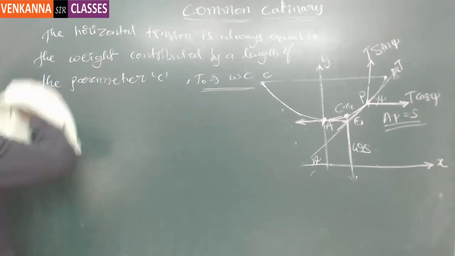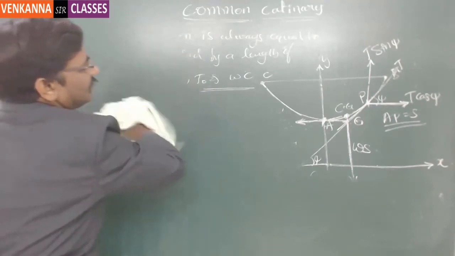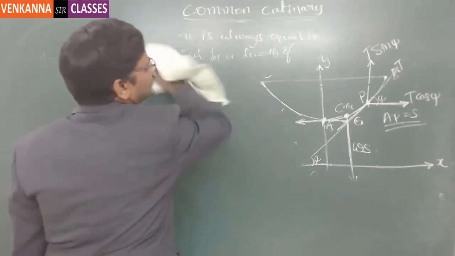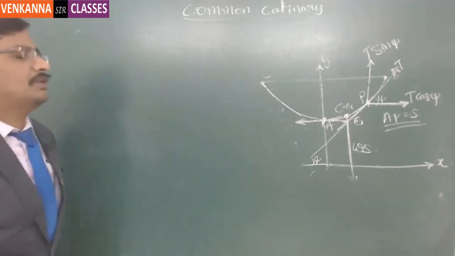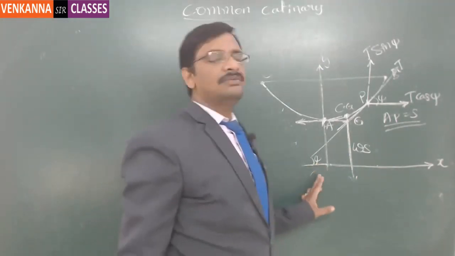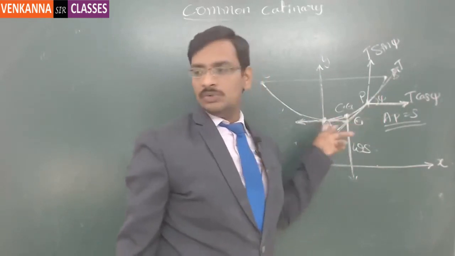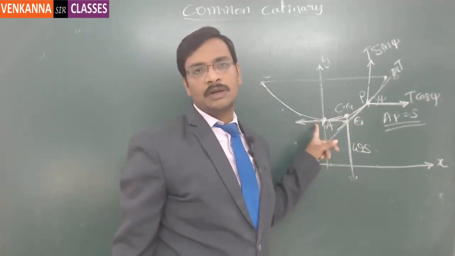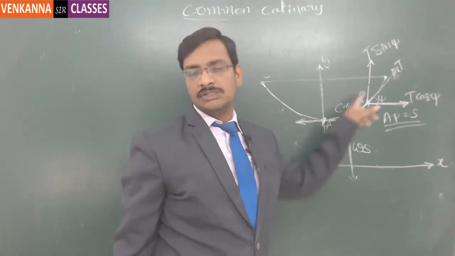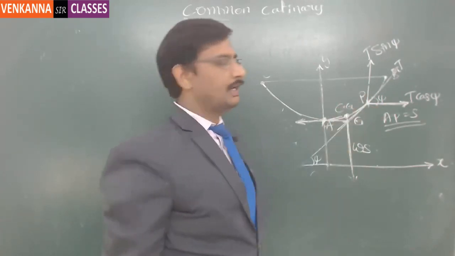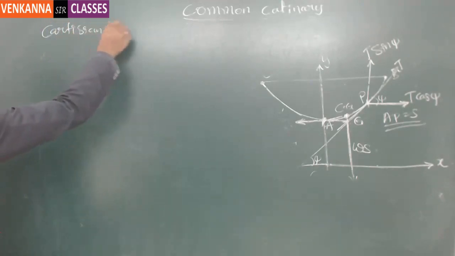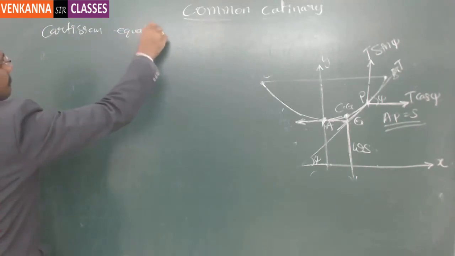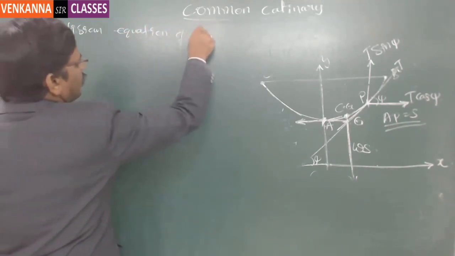Now the second important part is the Cartesian equation of the common catenary. So this is actually the intrinsic equation which gives the relation between the angle made by the tension and the S value. The S is nothing but the arc length from the bottommost point to the point of consideration, right? Now the Cartesian equation of the common catenary.